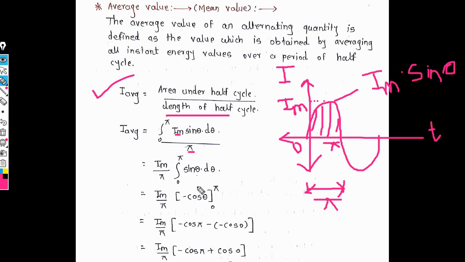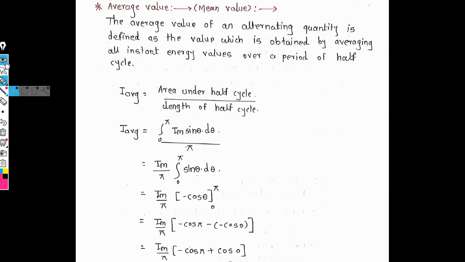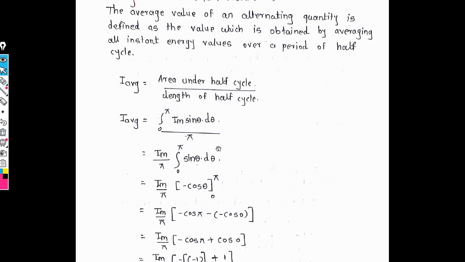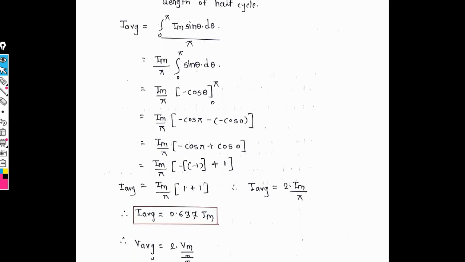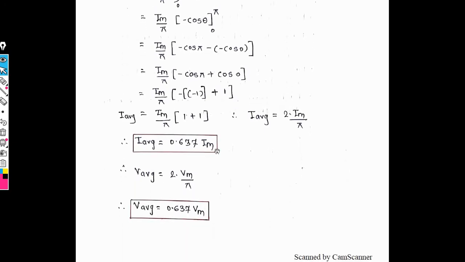Then the integration of sin θ is minus cos θ. Then the limit is 0 to π. This is the upper limit and this is the lower limit. Both values are put in the next equation. This is Im upon π into the bracket, minus cos π minus cos 0. Then the next equation is Im upon π times minus cos θ from 0 to π.